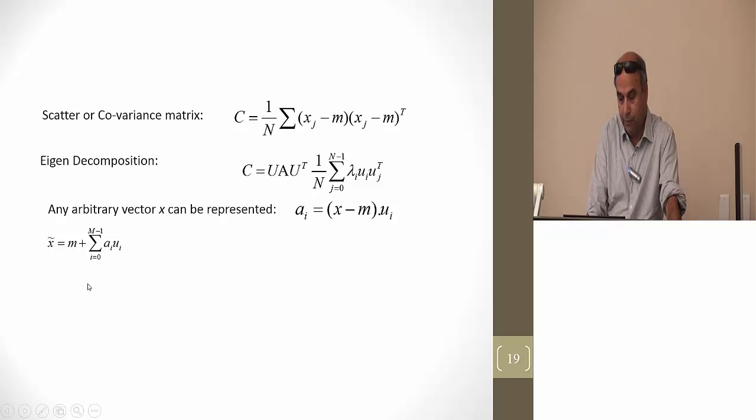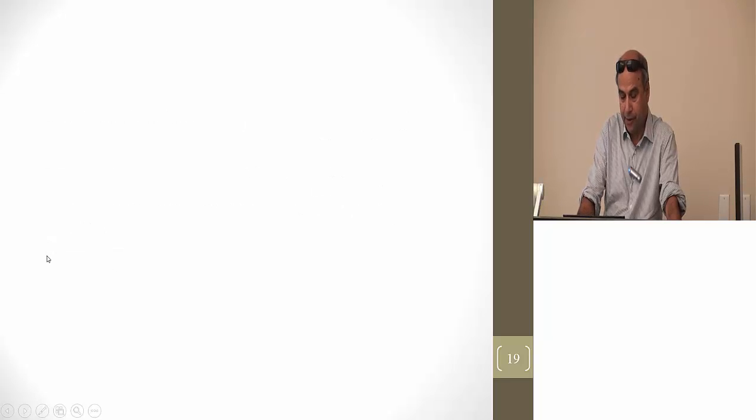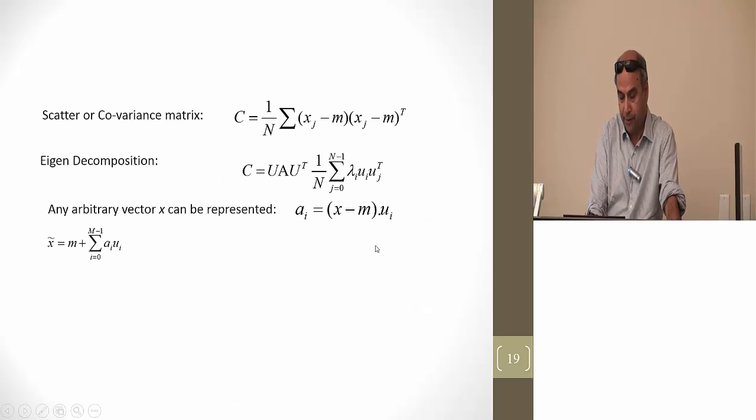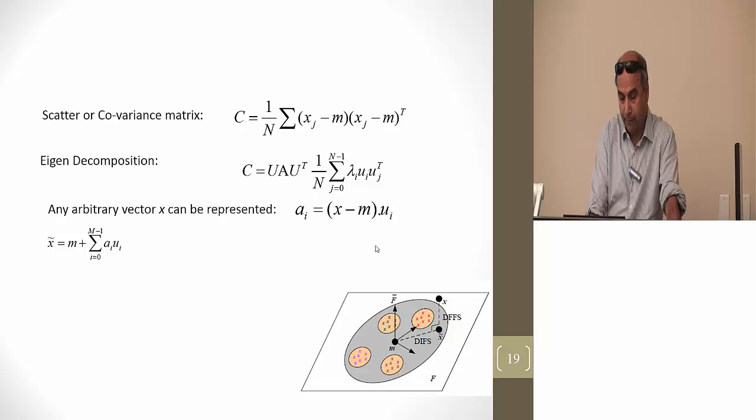So as I showed you before, to reconstruct, we take the mean and then find the product of the coefficients with the eigenvectors, and this will give you the reconstruction, and that's what you saw here. That's a reconstruction, and that's kind of compression.